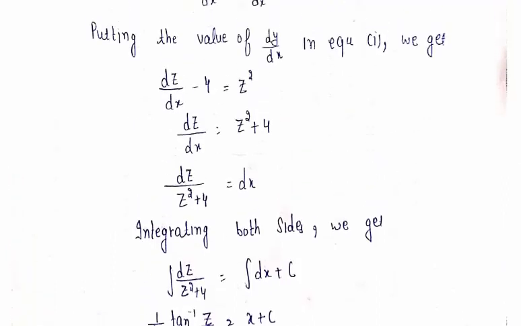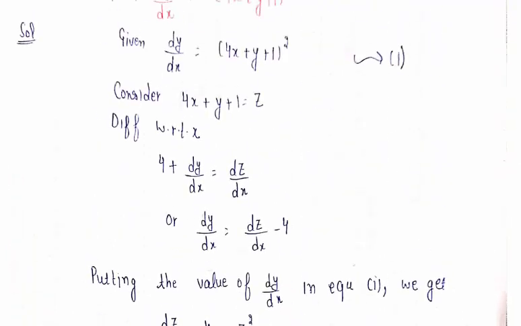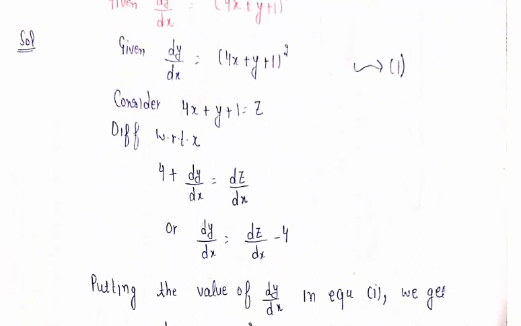So in this question we use the concept of substitution because variable separation is not possible directly. If the variable separation is not possible directly, then by some substitution or by using some other formula we can separate the variables.